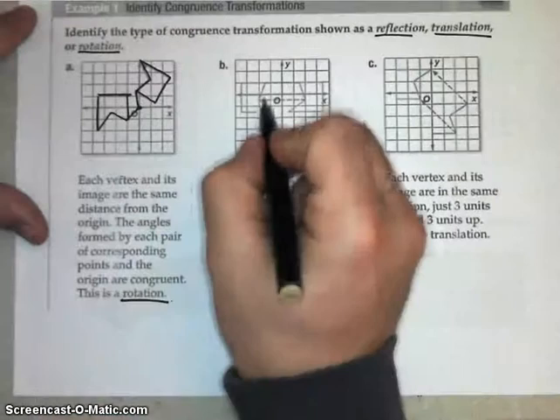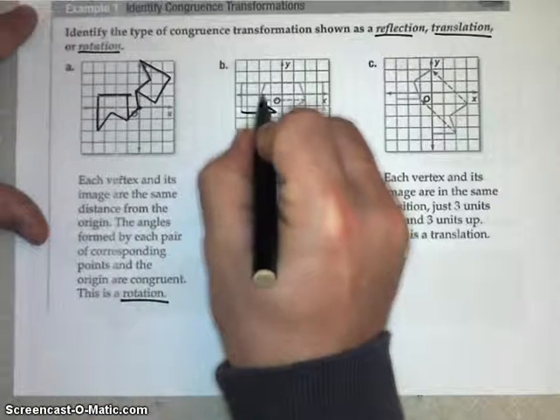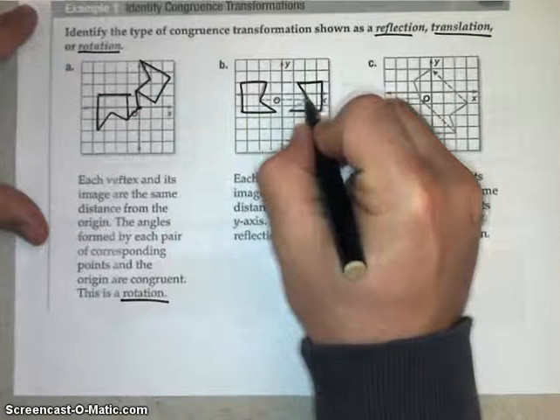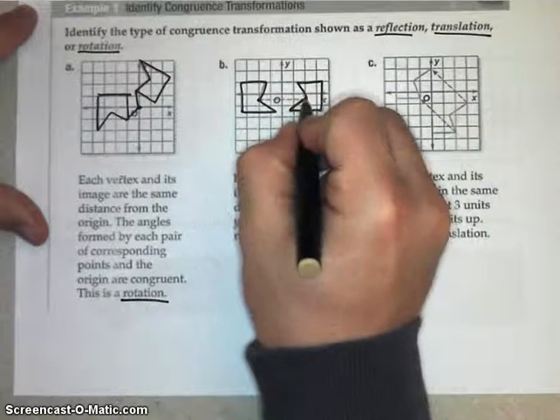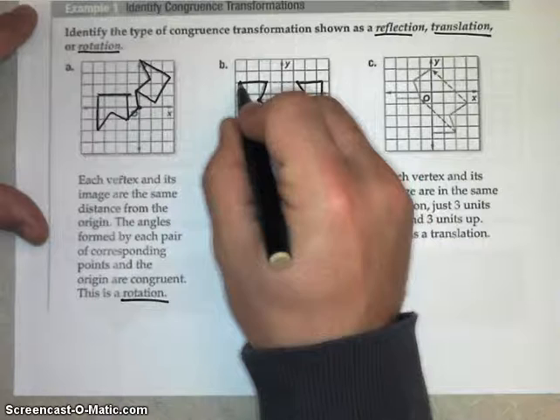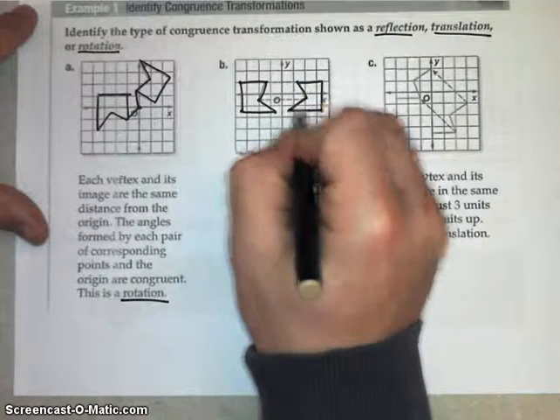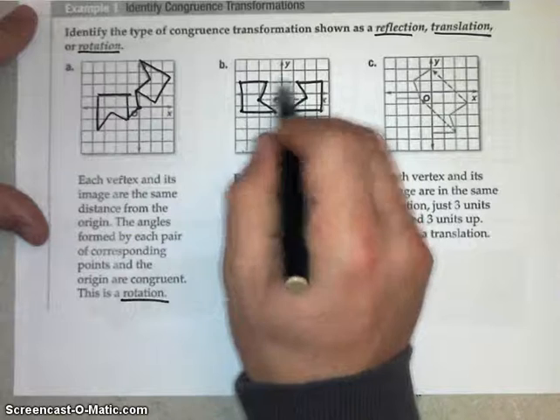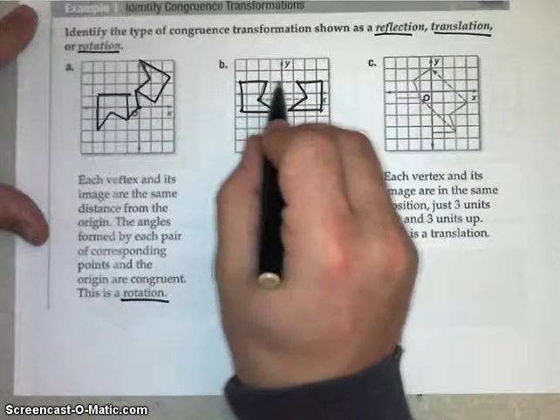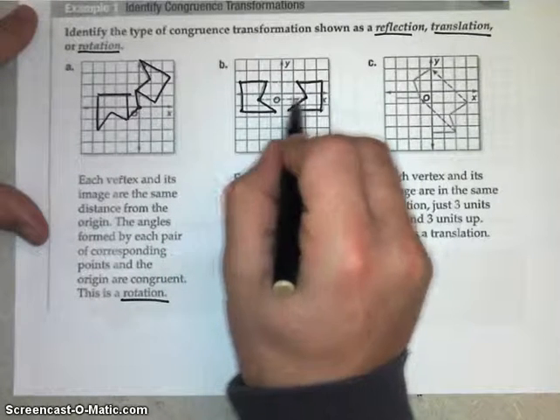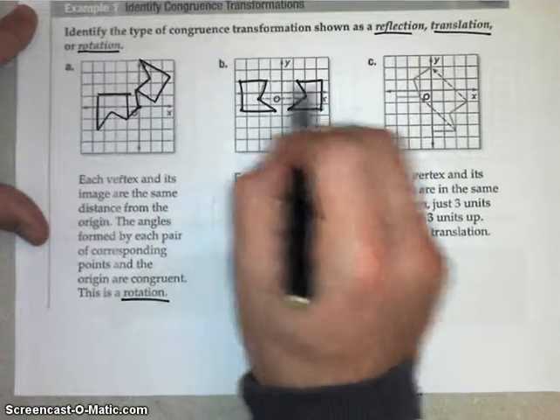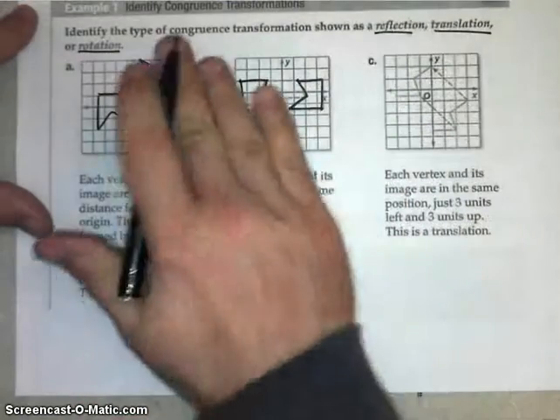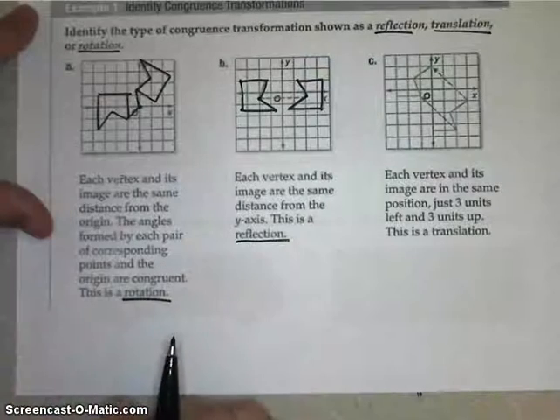So let's look at part B. We have one figure on the left here, and its image over here on the right. Now notice every vertex of this figure is the same distance from this line, the y-axis, as its counterpart. This distance is the same as this one, and this one as this one, and this one as this one, and so on and so forth. We could go on through all those vertices. So this is a reflection. We're reflecting that across that y-axis.